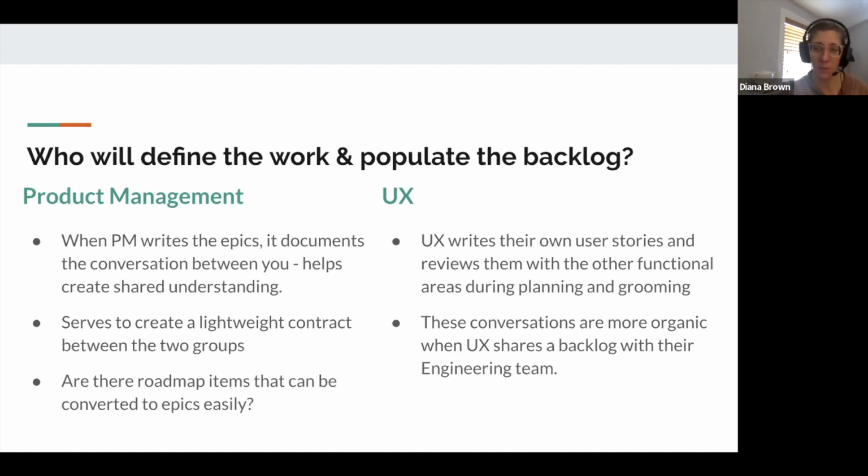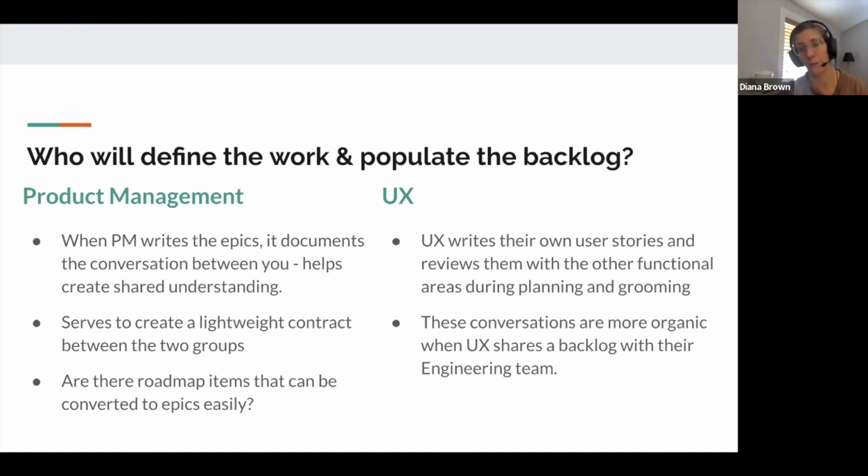Again, UX should probably write their own user stories for a lot of different reasons, but it's really important that you review them with the other functional areas. That planning and grooming is an action that you do, whether you're doing it as part of the engineering team or as a separate UX effort. Make sure that when you plan and when you groom, you have at least a representative from engineering in the room and PM, whoever your main stakeholders are, to help you prioritize, to make sure they understand what you're taking on and what the scope of it's going to be, and to have those discussions as you plan and groom.